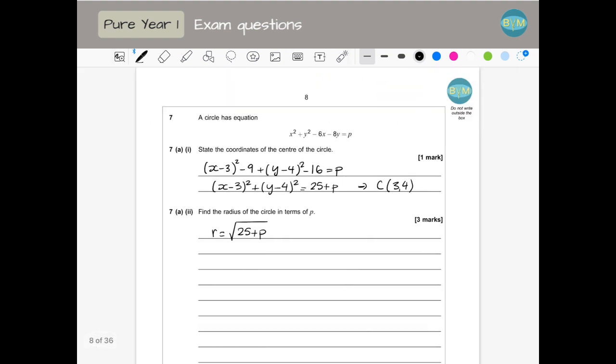And p is not the radius. Remember, because the p is here alone, it is not the radius. The radius is root of 25 plus p, so the radius would be 5. And that's all with this question. Those are the two possible values of p.